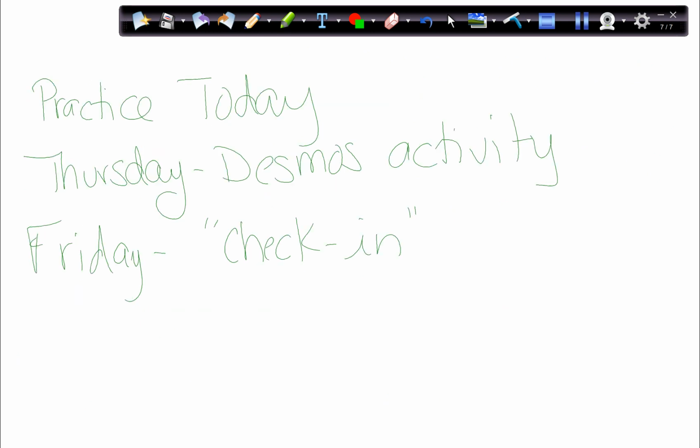So today you're just going to finish the practice questions that are on this copy of notes. Tomorrow you're going to do a Desmos activity that I've created. It's just kind of a card sort. You're putting factors and trinomials and things together. And then Friday is going to be a check-in that you have to turn in. Again, an assignment that you have to turn in through Google Classroom.